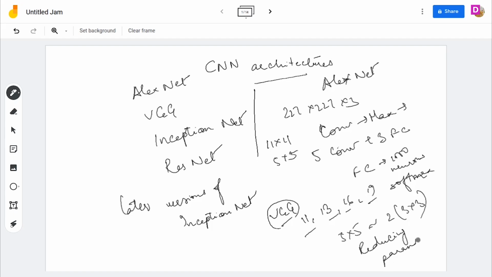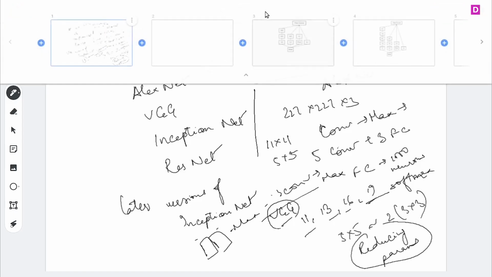That was one optimization. The other thing about VGG was it had 2 convolutions one after the other, followed by a max pooling, then 3 convolutions maybe, and then max pooling, and so on. This helped increase the number of layers, but at the same time it helped in reducing the number of trainable parameters.